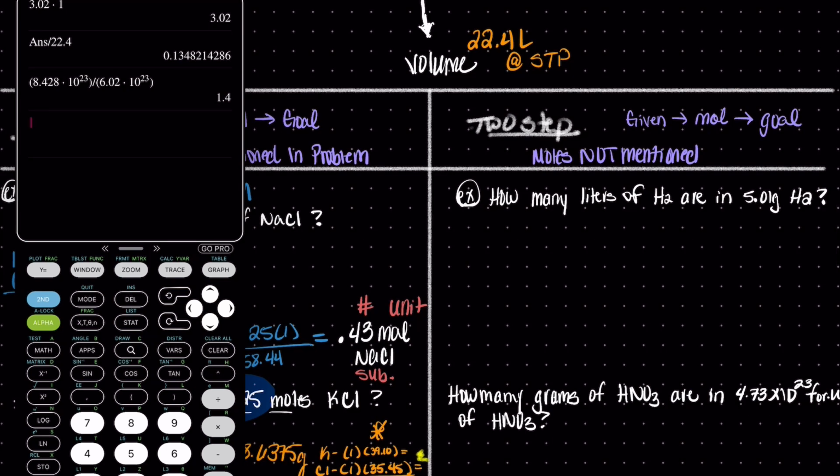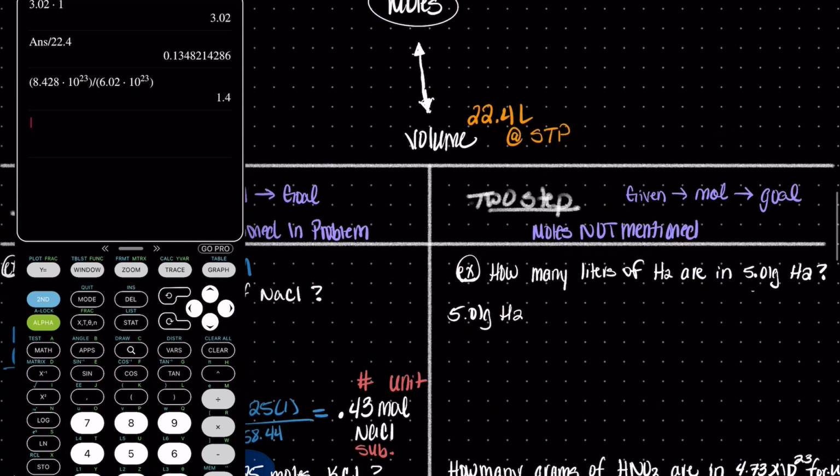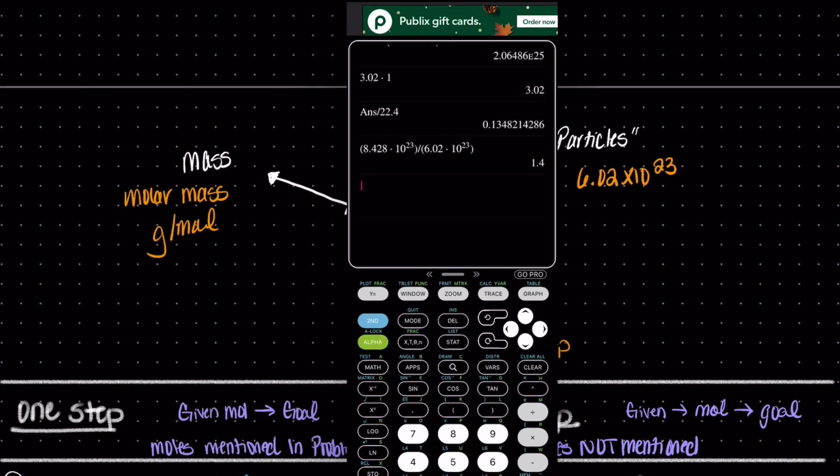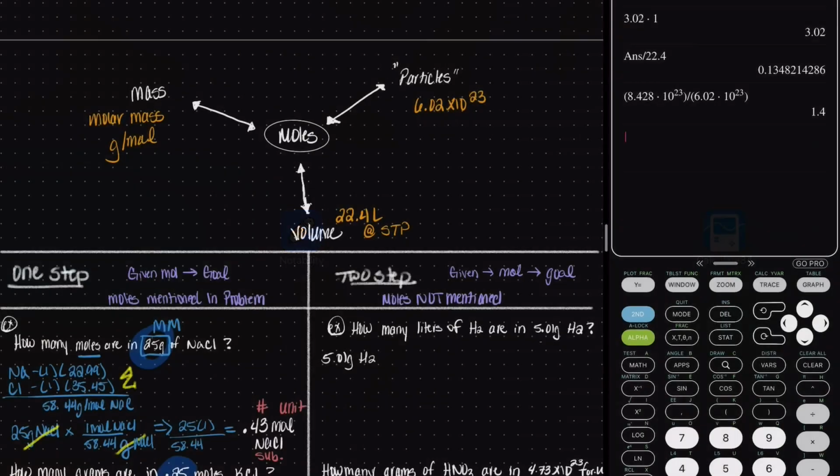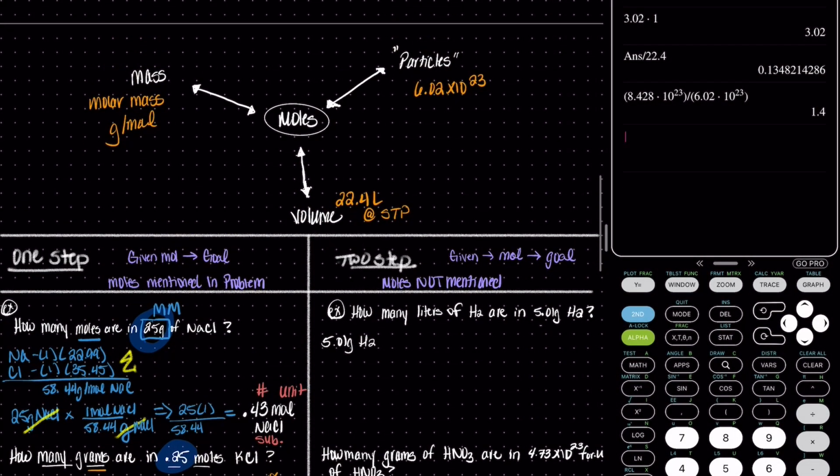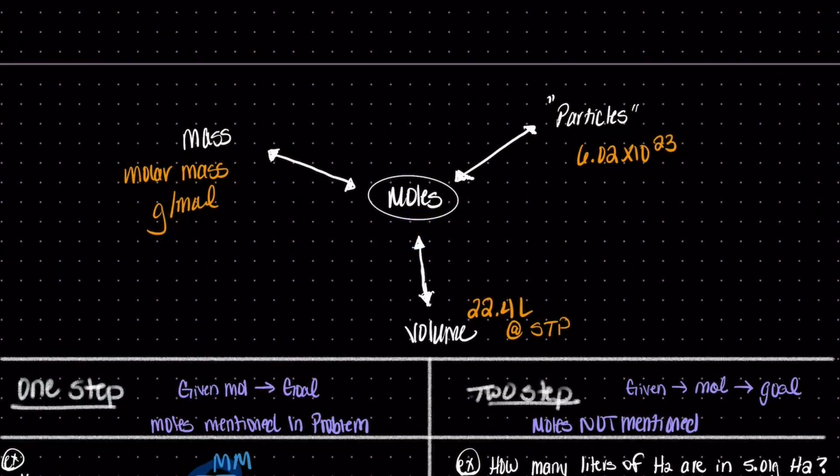How many liters of H2 are in 5.01 grams of H2? Okay. I'm given 5.01 grams of H2. Now, I know I have to go through moles to get to liters because I'm given grams first, but my end question is how many liters. So I got to go from grams to a mole to a liter. All right, should be pretty straightforward enough.